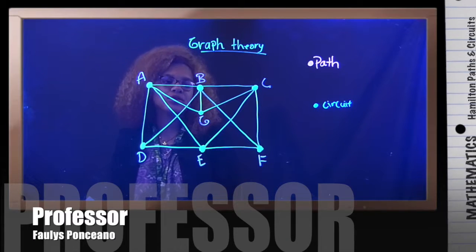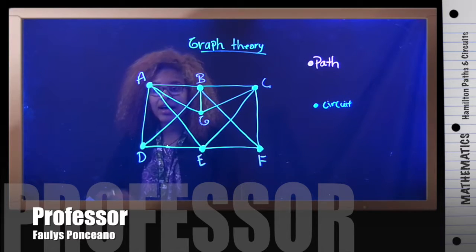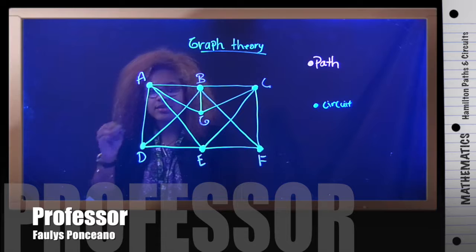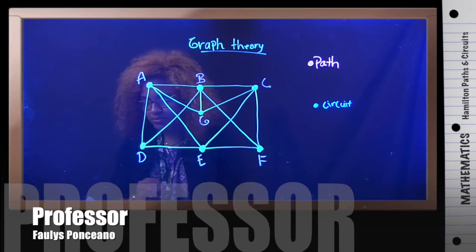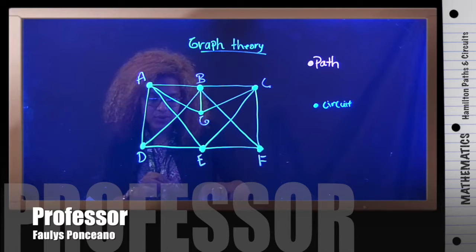In this example, we're going to be using graph theory. To determine A, we're going to find a Hamilton path that begins at A and ends in B. Okay? So, we're going to be tracing the graph and see where we are.